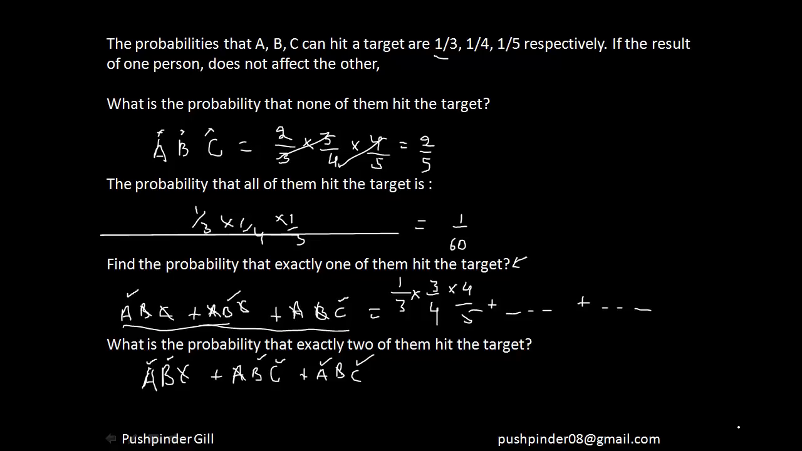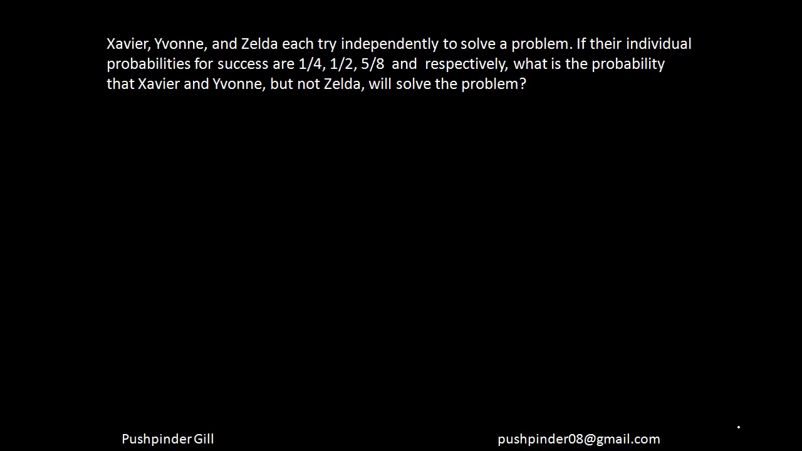So let's just move ahead and do the last question of the video. In this question, Xavier, Yuan, and Zelda each try independently to solve a problem. The probability of them solving it is 1 by 4, 1 by 2, and 5 by 8 respectively. So let me just remove this, it's redundant. What is the probability that these two hit the target and this doesn't? It's very simple, guys. I hope watching this video, you will be able to easily solve this question, right? This is a very easy question.